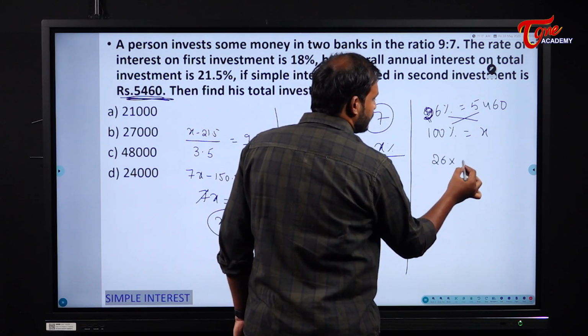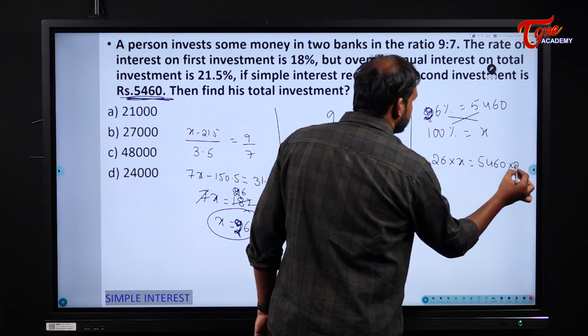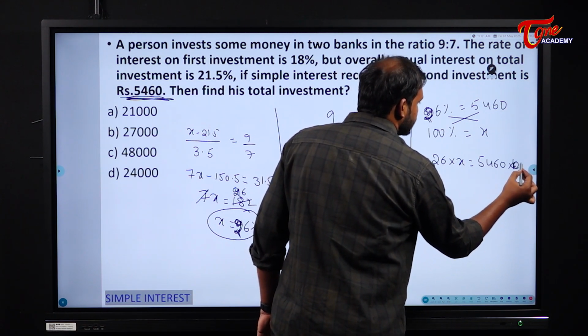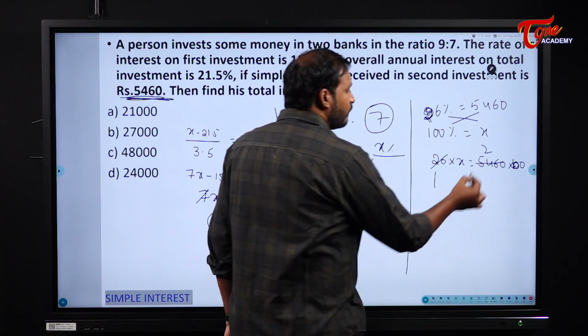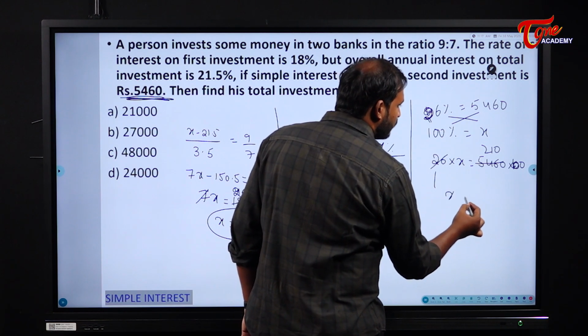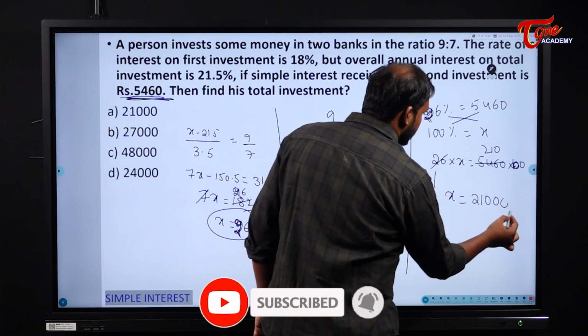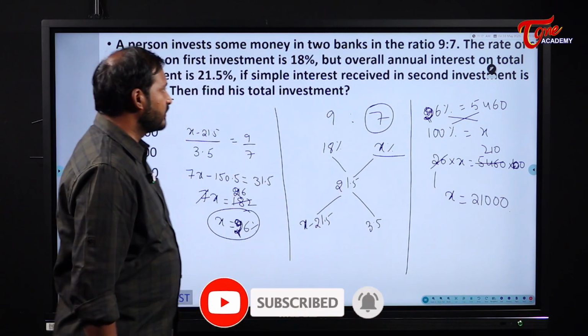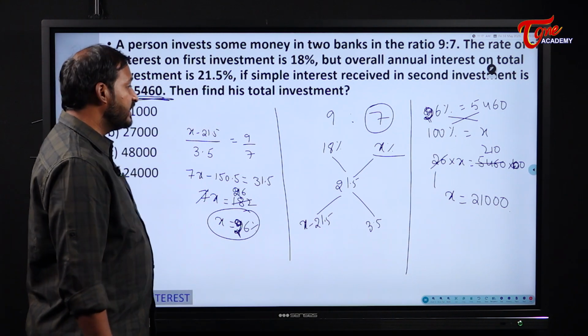26 into x is equal to 5460 into 20 by 100. 26 ones are 26, twos are 52. So what is x here? How much am I getting here? 21,000. So what is the question? Find the total investment.